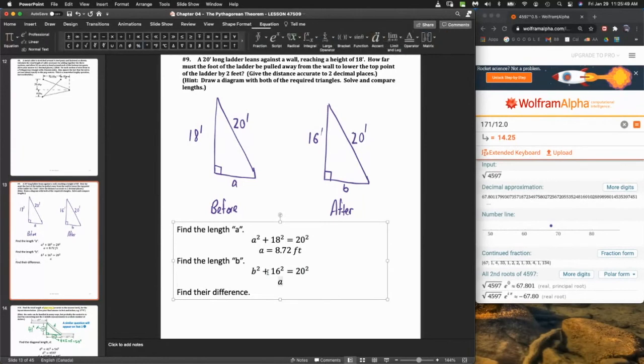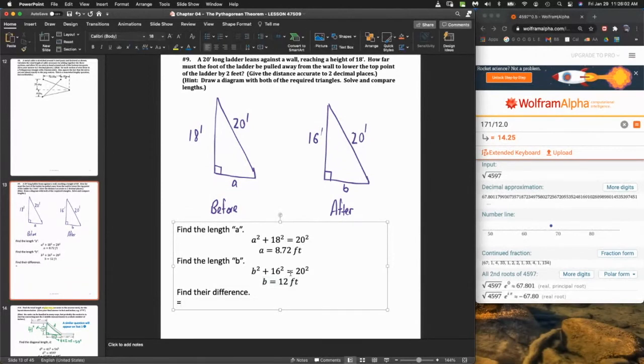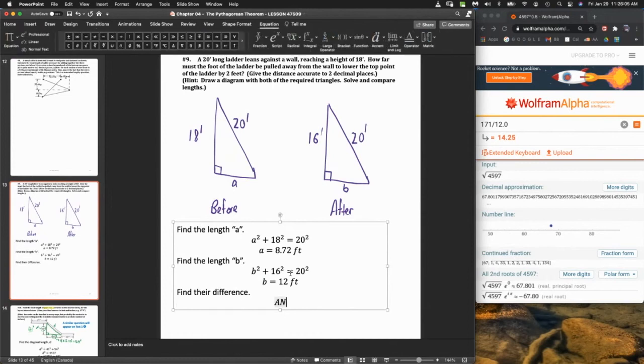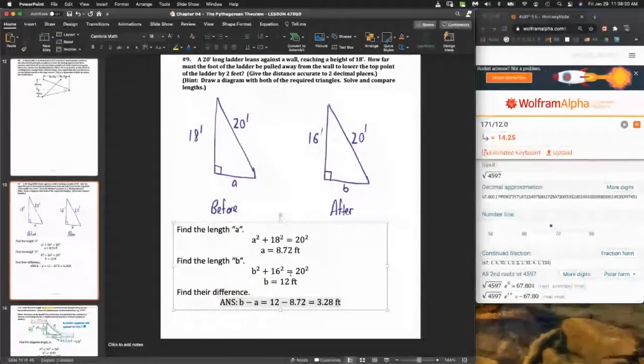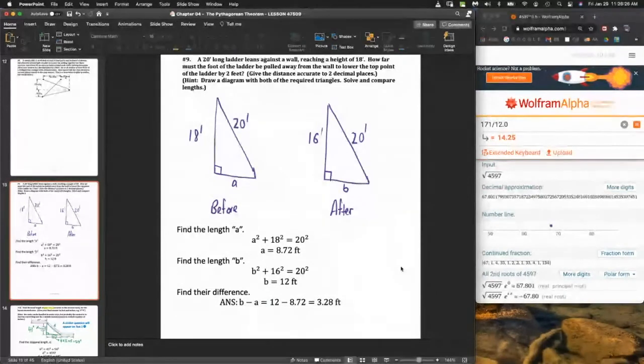Can someone give me some guidance on that? Is it 12? Oh yeah, it's 12, that's right. It's a special triangle. So then the answer is B minus A, which is 12 minus 8.72, which is how much? 3.28. Can someone confirm? Someone confirm 3.28? Anybody?